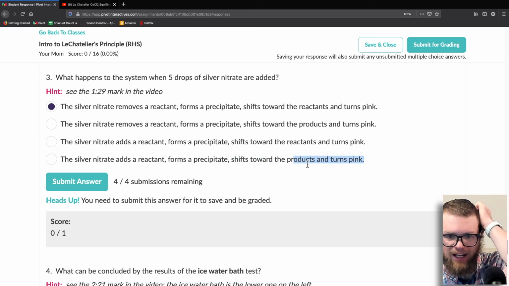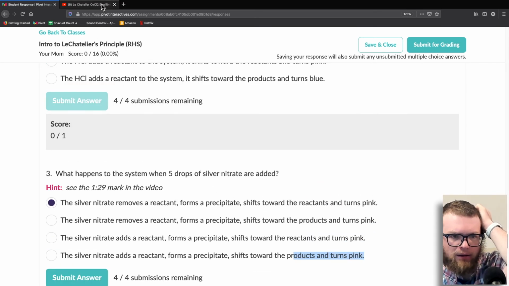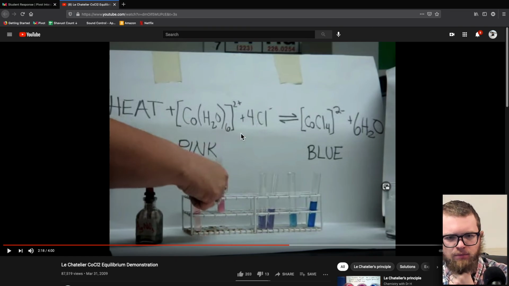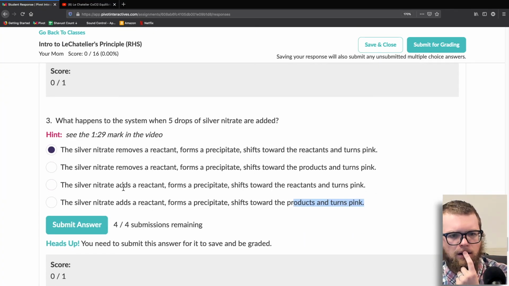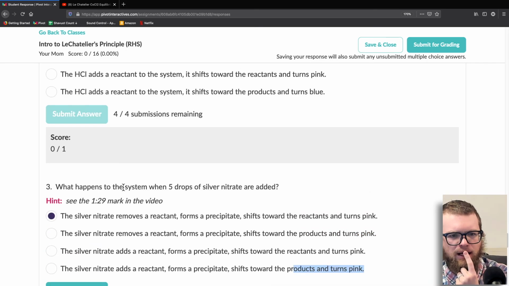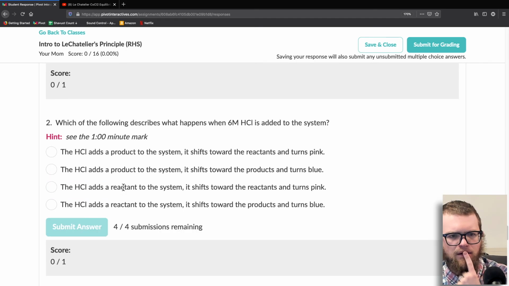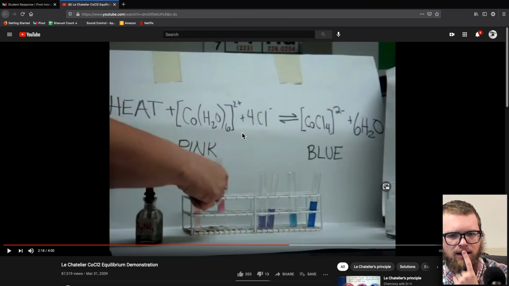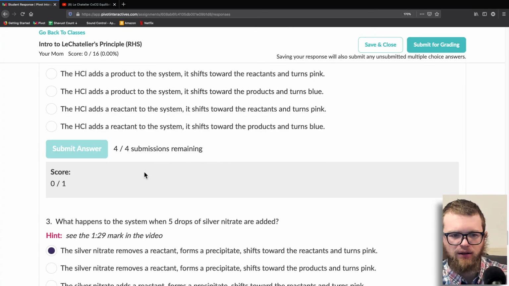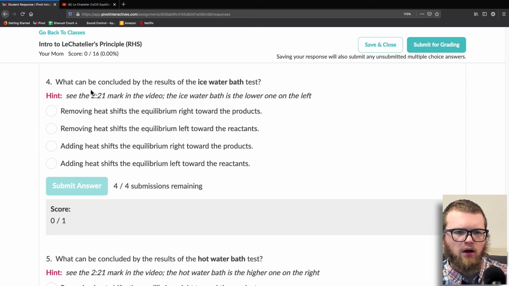Well, if it's turning pink, then according to our chart here, if it's pink, it's being shifted towards the reactants. Does that mean that it is adding a reactant or removing a reactant if it's shifting it towards that? If it's correcting something. What can be concluded by the ice water bath test?